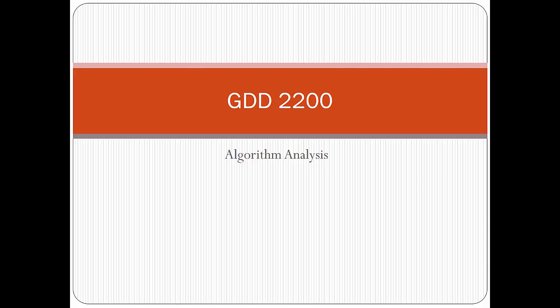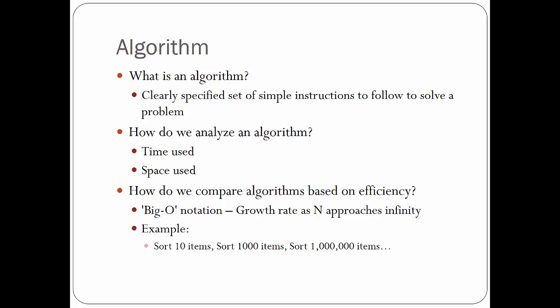Welcome to our discussion of algorithmic analysis. First, what is an algorithm? An algorithm is a clearly specified set of simple instructions that should be followed to solve a problem. Algorithms can be as simple as a recipe from a cookbook or as complex as code.